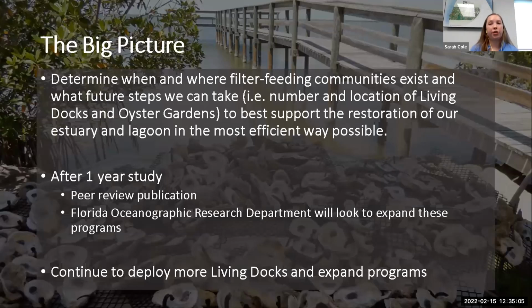So what's the big picture? Why do we care? Why do we want to bring a living docks program in oyster gardening down to our neck of the woods? And really it's to determine when and where these filter feeding communities exist and what future steps we can take to restore our lagoon.